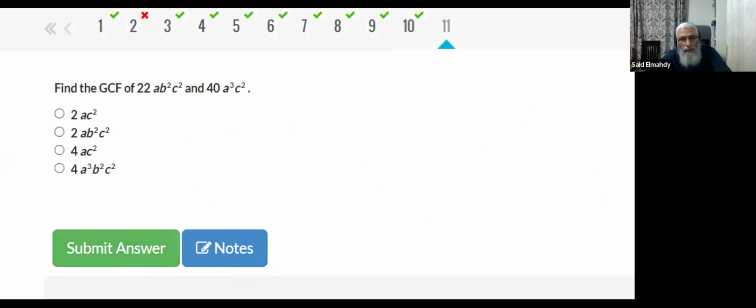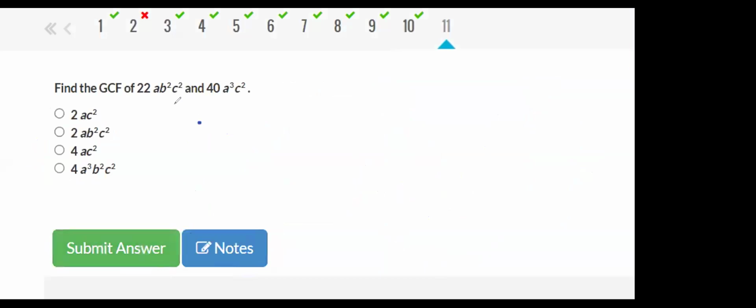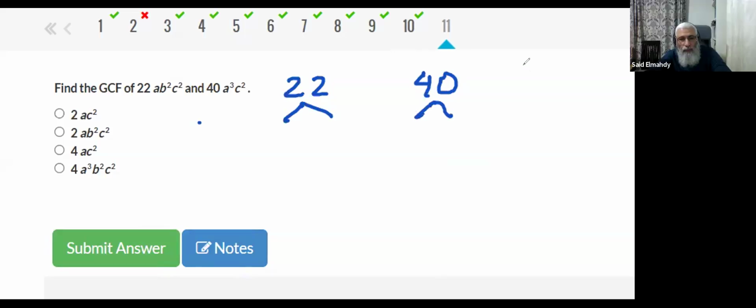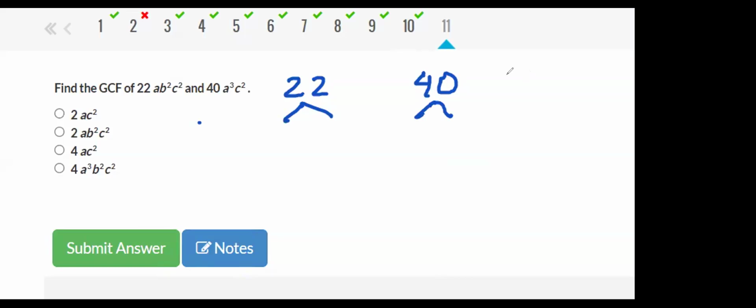Next one. Find the greatest common factor of 22 a b power 2 c power 2 and 40. Can you factorize 22 and 40? Yes.